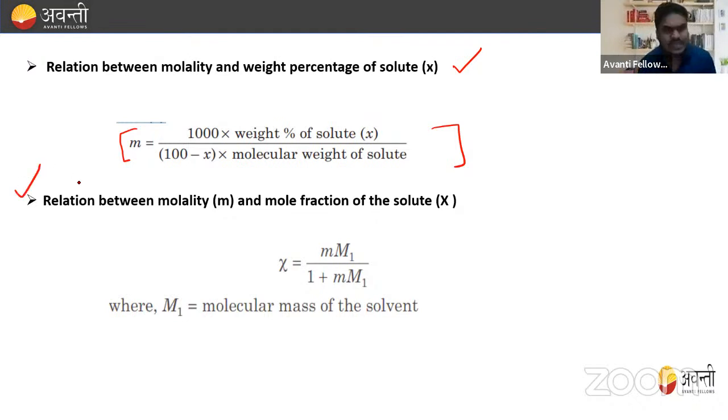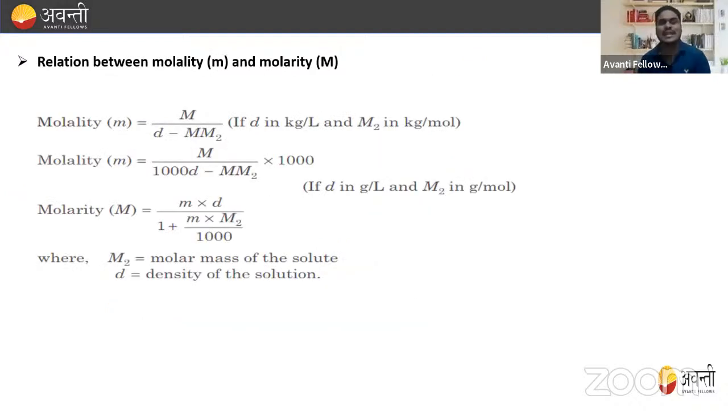Now, the second important relationship between molality and mole fraction is this: mole fraction is equal to 1 upon (1 plus m times m1). What are m and m1 here, beta? m1 is the molecular mass of the solvent and m is the molality of the solution. Okay, so this is how you can calculate.